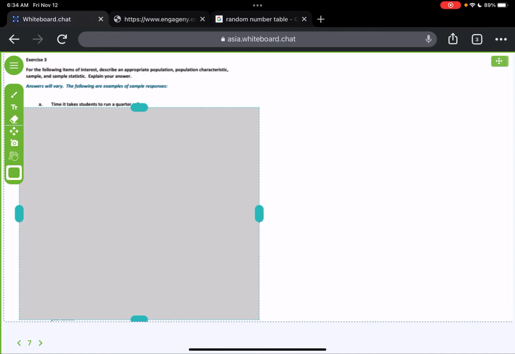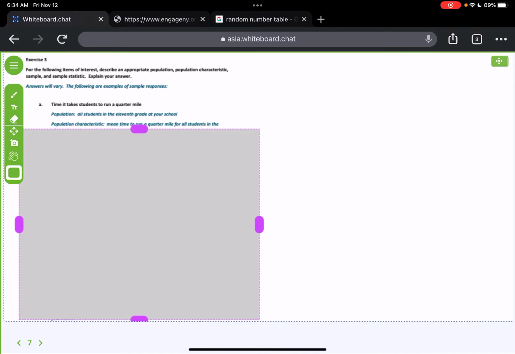Right. It says time taken, or time it takes students to run a quarter mile. Okay, well, if you pull every student, then you may pull the mean, so you'd have a population mean. But if you only take certain students, maybe the high school students, then it would only be a sample statistic. Okay?